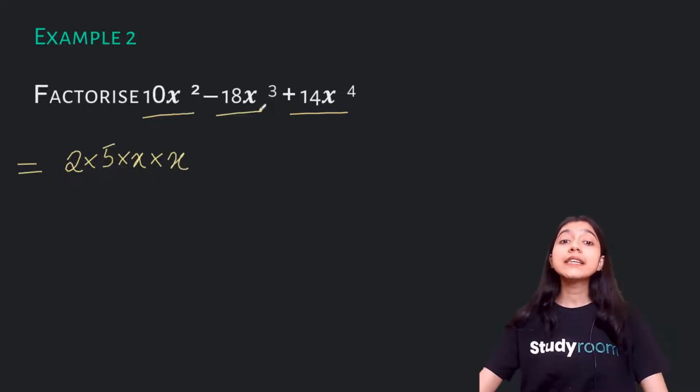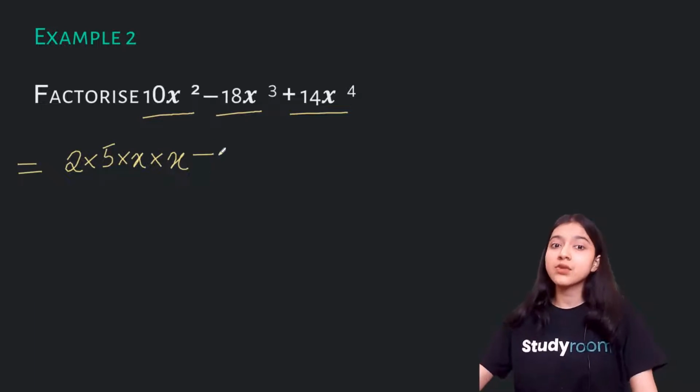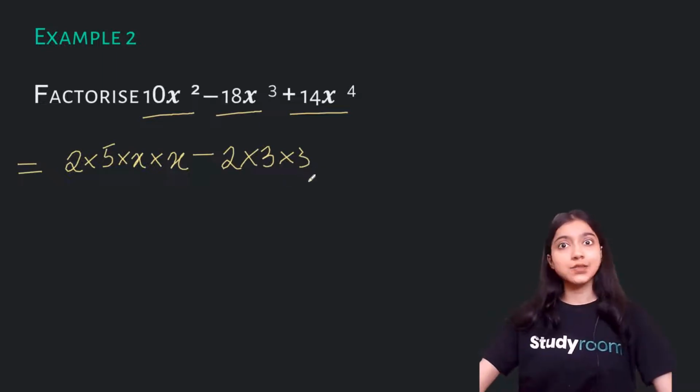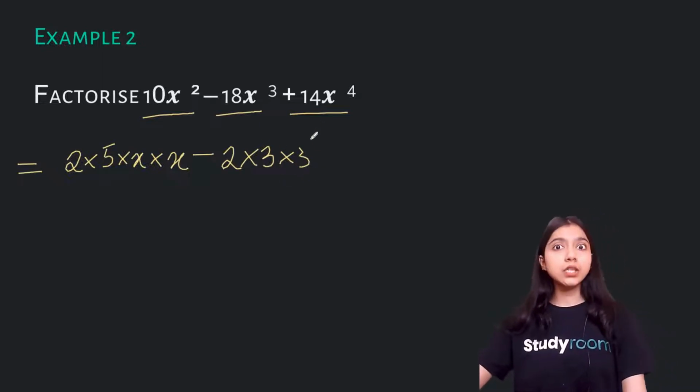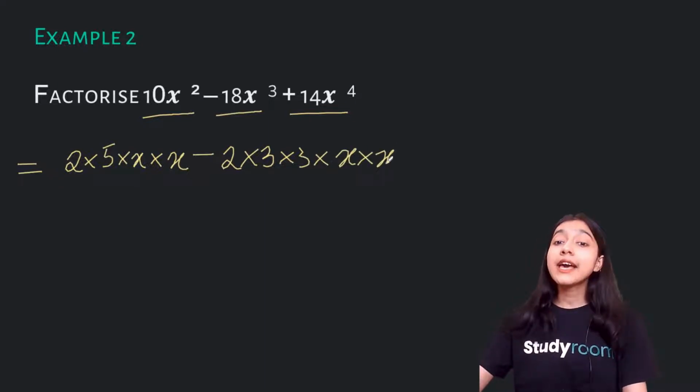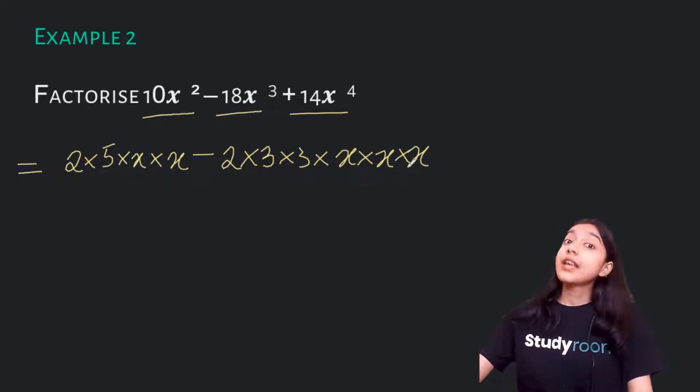Now we have minus 18x cubed. So it can be written as minus, and 18 can be broken down and written as 2 multiplied with 3 multiplied with 3, because 2 3 times gives us 6, 6 3 times gives us 18. X cube can be written as x multiplied with x multiplied with x. I taught you this in the chapter exponents.